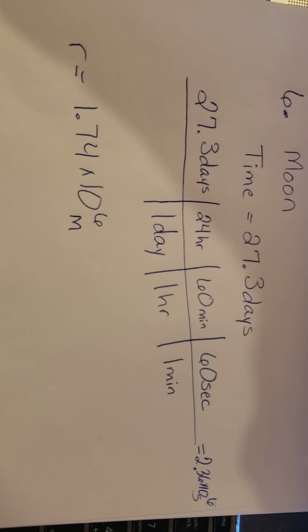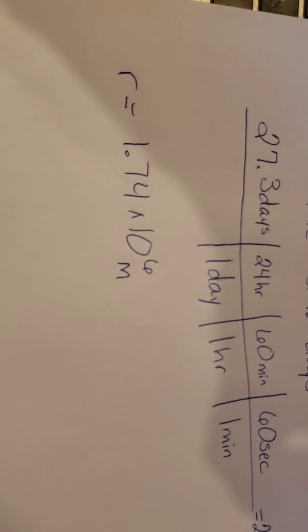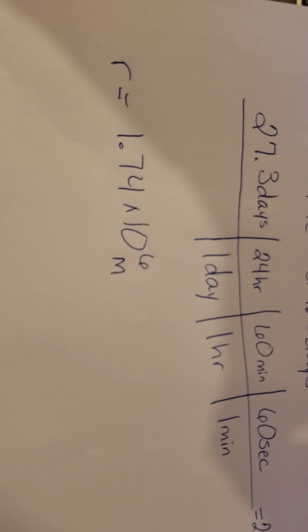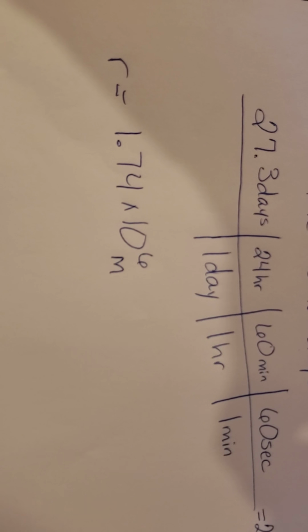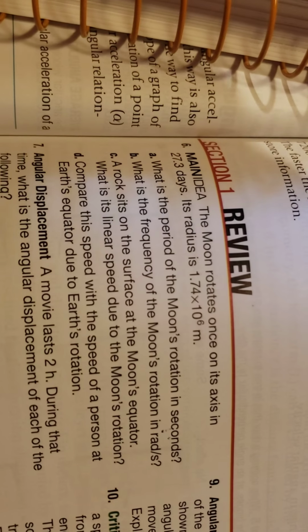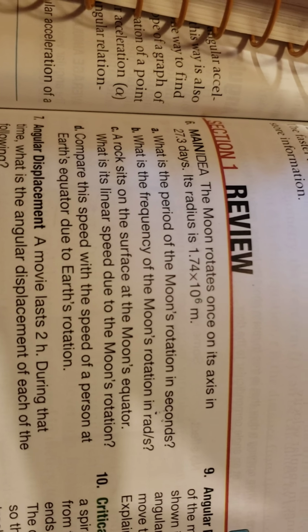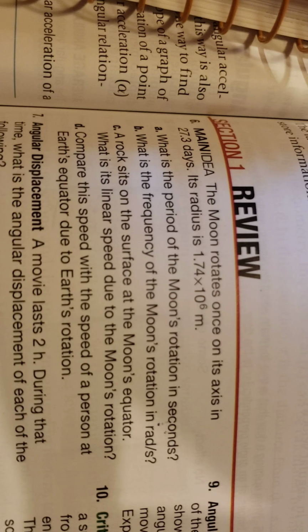Okay? And we've also been given the radius, and the radius is 1.74 times 10 to the 6th meters. So let's just do this together. Come back over here, and we have, what is the period of the moon's rotation in seconds? Well, you just solve for that. That is your 2.36 times 10 to the 6 seconds. All right?